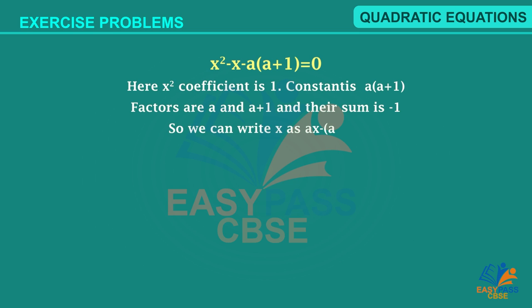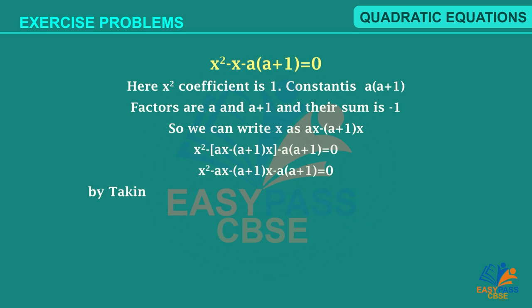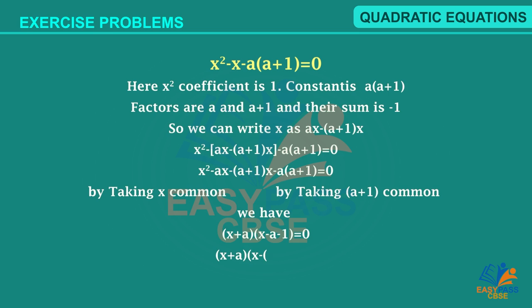a times x minus a plus 1 times x. So by taking x common from the first two, by taking a plus 1 common from the second two, we have x plus a times x minus a plus 1 equal to 0. Therefore, x is equal to minus a or x is equal to a plus 1 are roots of this equation.